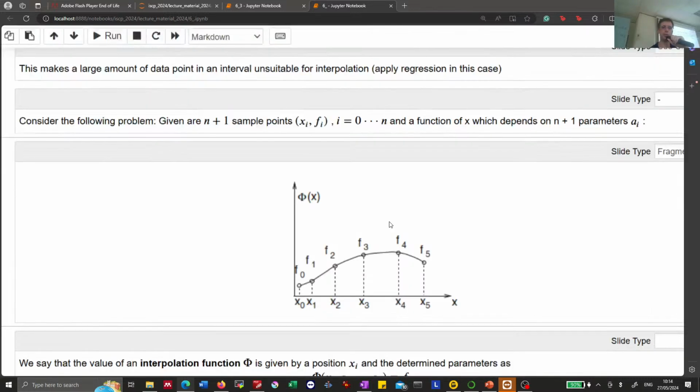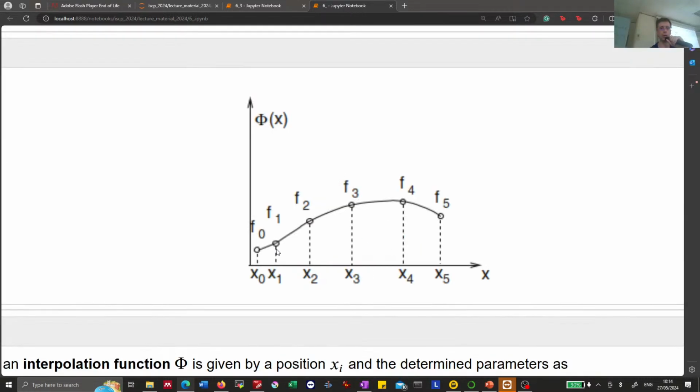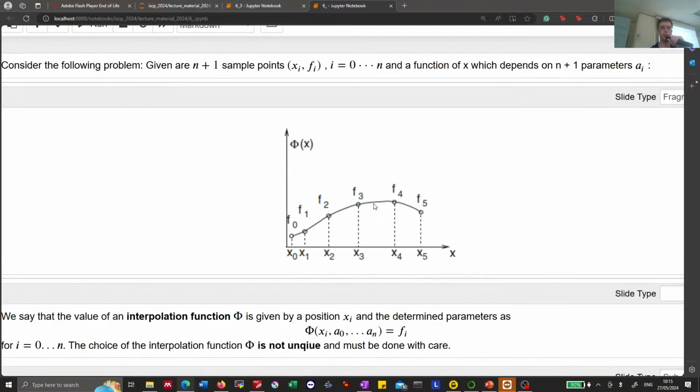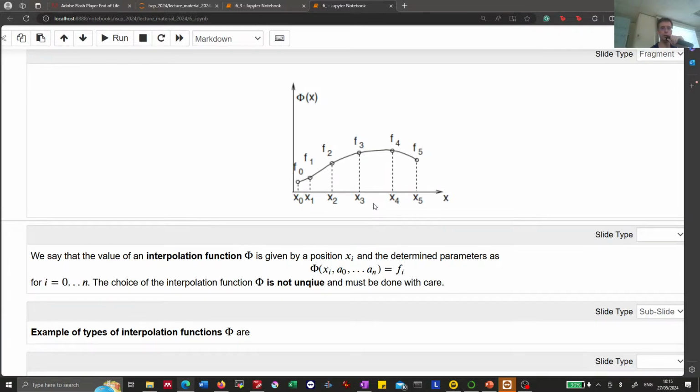So here's an example how this could look like. So we have x0 given until x5, so these 6 points, and the corresponding function values. We want to find the interpolant or the interpolation function that fits these points and their connections. This function shall be determined through x, the variable, and a0 to.